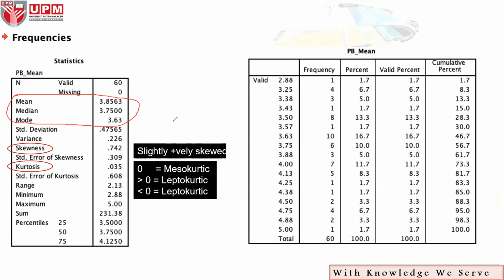And then our standard deviation, the variance, and the skewness value. Based on the skewness value, we can see that the value is 0.742. If, let's say, we use plus minus 2 as an indicator, we consider this slightly positively skewed but still normal, since it still falls within the range. The skewness can also be used to check your normality.